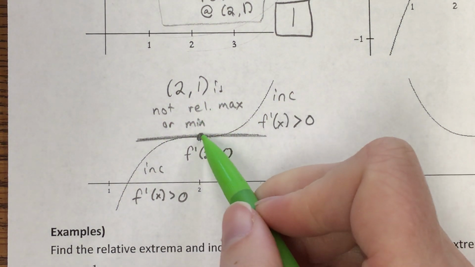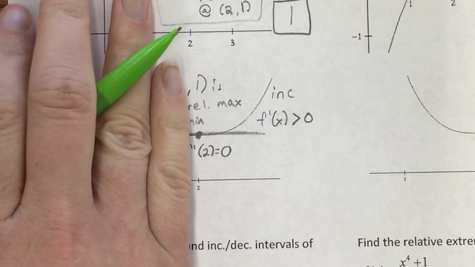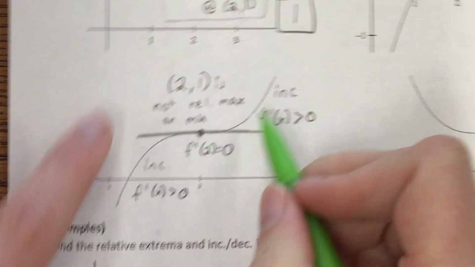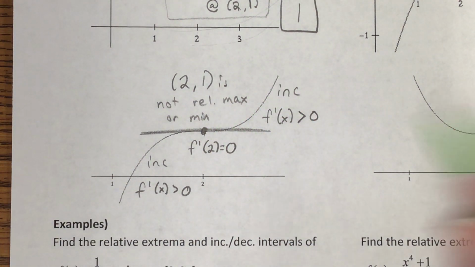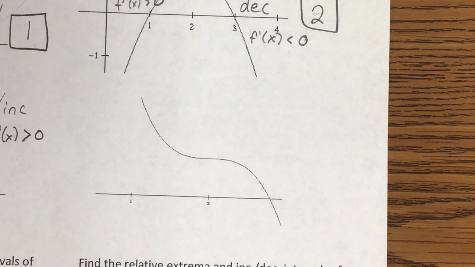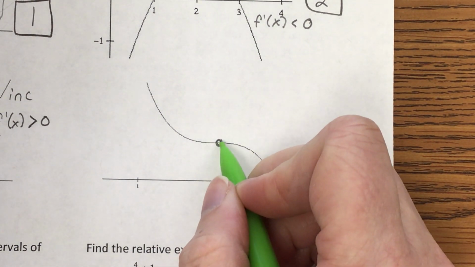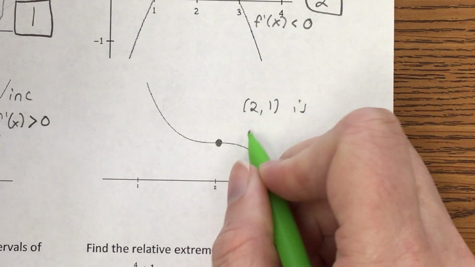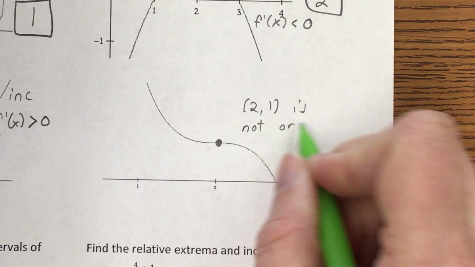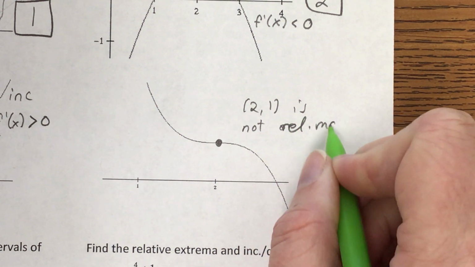Okay, which that should make sense. It's the maximum of the left-hand side, it's the minimum of the right-hand side, but we need an open interval to figure out relative maxes and mins. All right, over here. Same kind of deal here at 2. Let's call it (2, 1) again. (2, 1) is not a relative max or min.